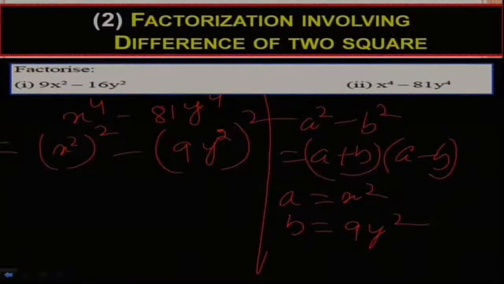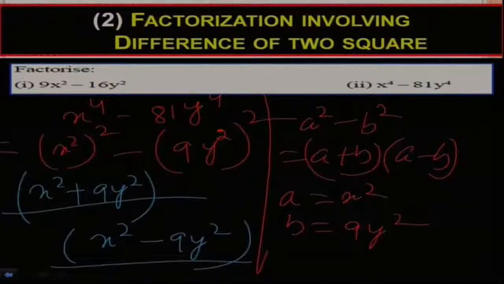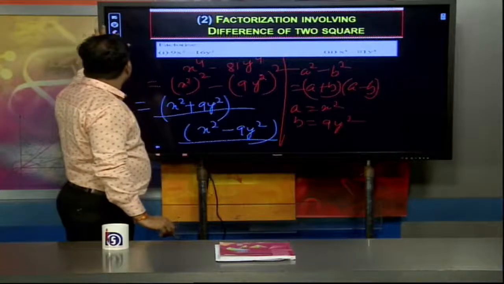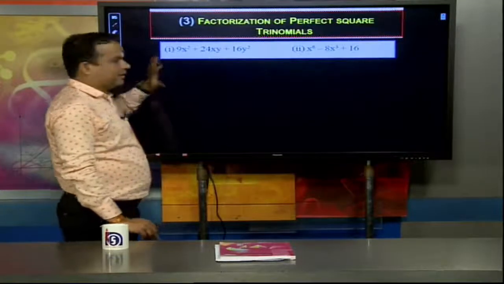So, when we simplify this part, I can write x square minus y square, that means a plus b into a minus b. So, (x square plus 9y square) into (x square minus 9y square). So, there are the two factors. This formula is known as factorization involving the difference of two squares. But you must remember that formula, then you can find it out, otherwise it is quite difficult to find the factorization.